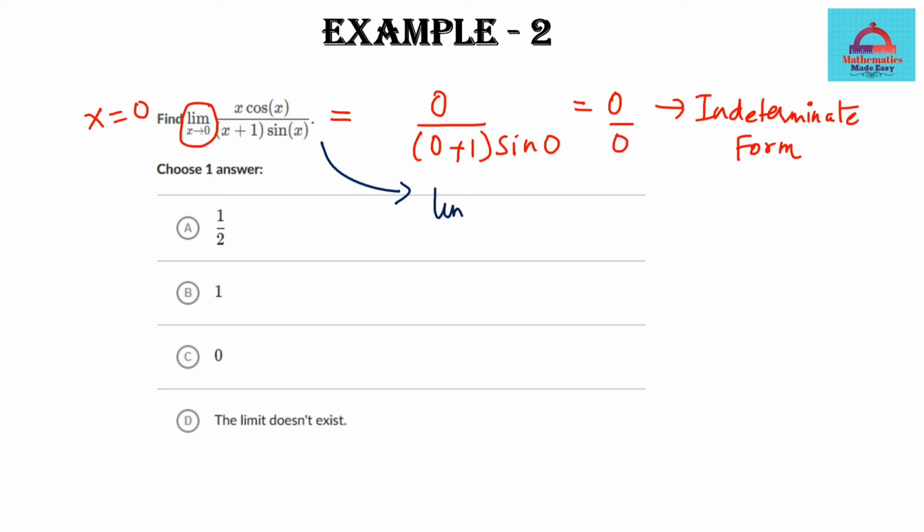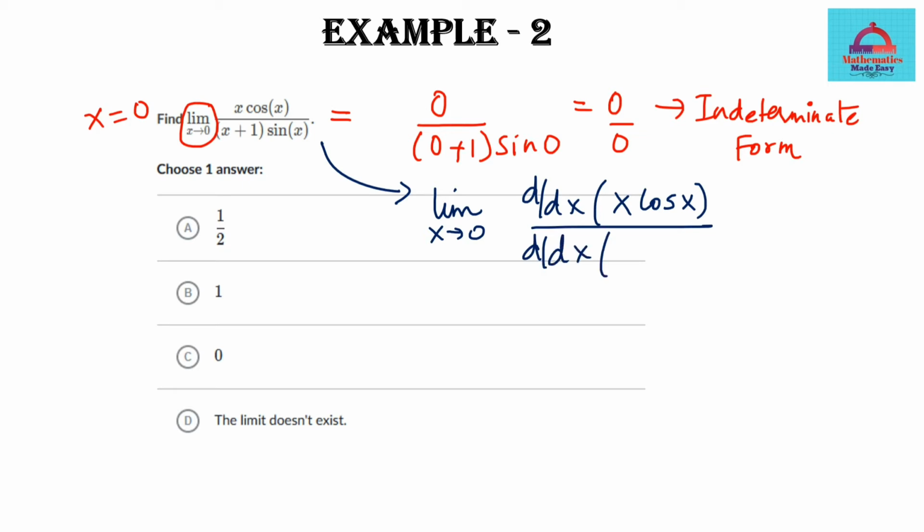So let's go for L'Hopital's rule. We are going to write this limit as the same as the limit of the derivative. So I'm going to do d by dx of the numerator and d by dx of the denominator. So let's write both the functions here. Okay, so we are going to differentiate this and this. So let's get to the next step where we are going to differentiate.